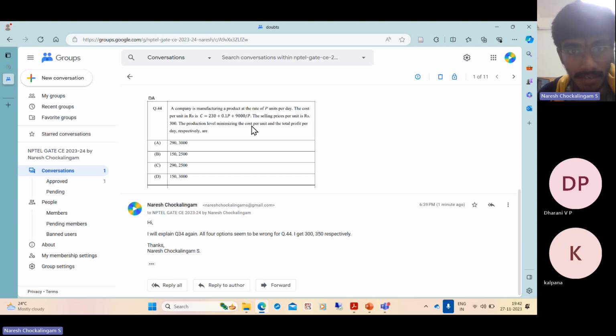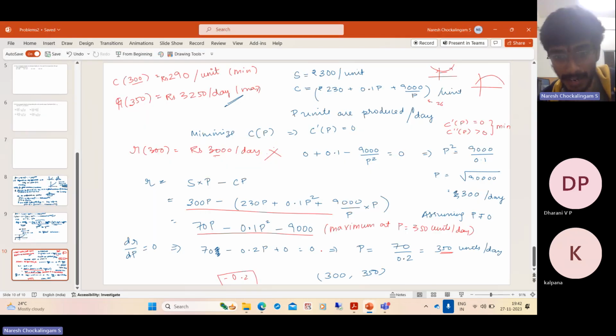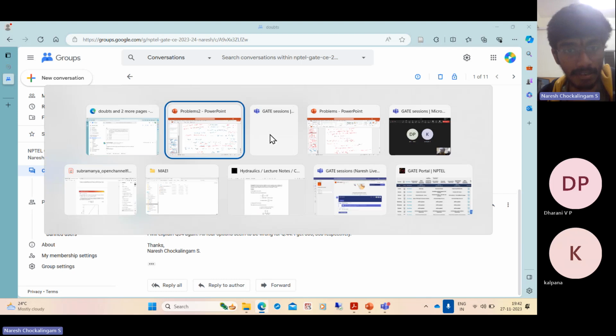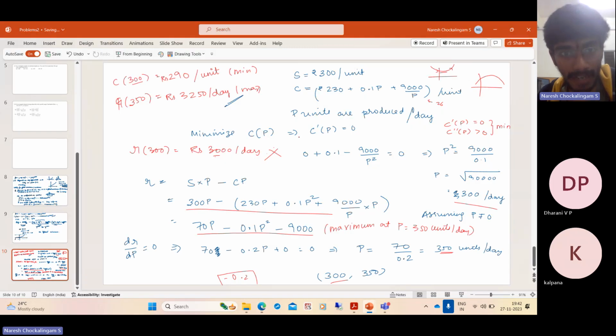level minimizing the cost per unit is the production level P, and that we found is 300, right? We said del C by del P equal to 0, and we got P is equal to square root of 90,000, which is 300 per day. At that level, the total profit is 3,000, but that is not what we are asked. If we are asked the maximum profit per day, again you set del R by del P equal to 0, and you get the production level which maximizes the profit. It is 350 per day.